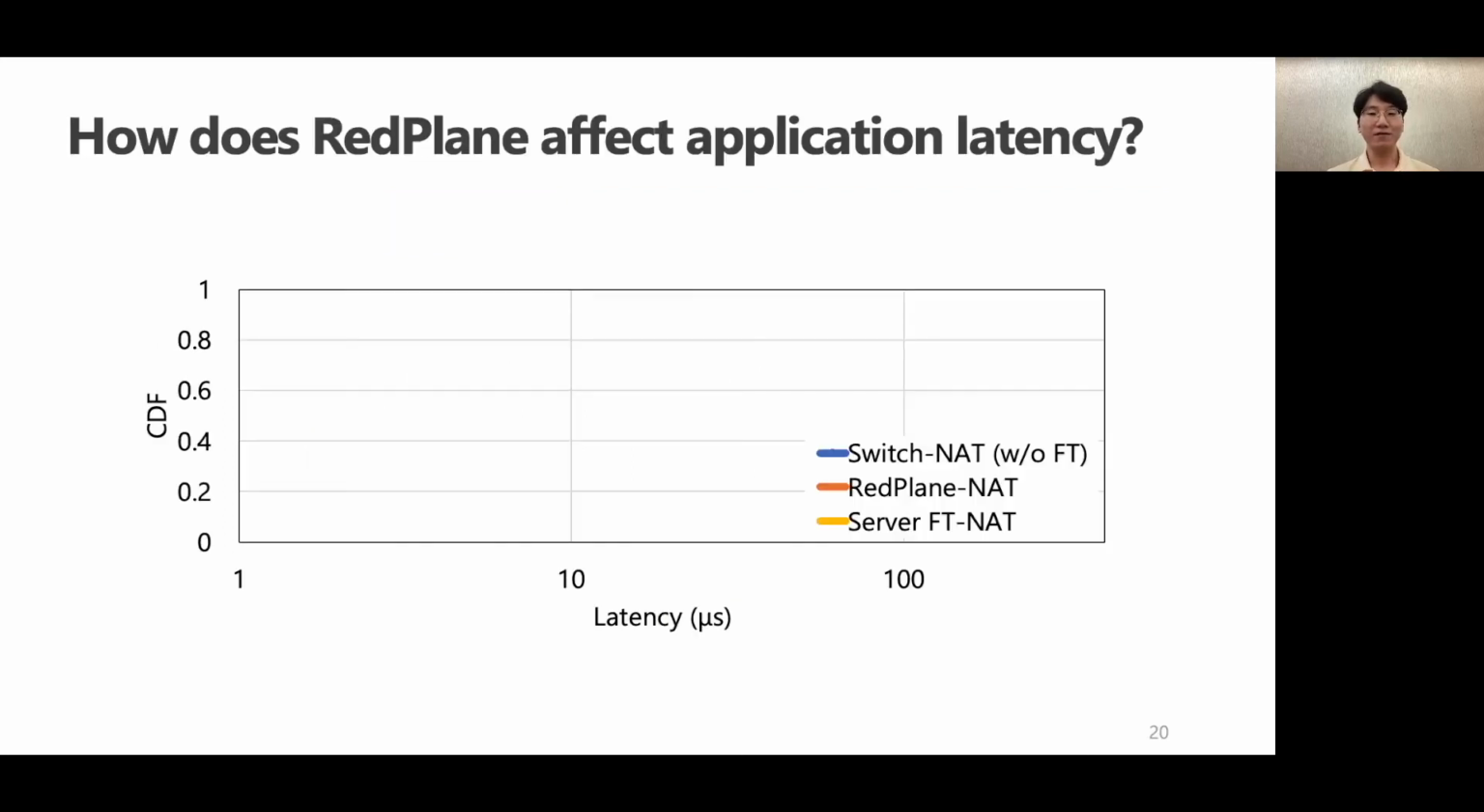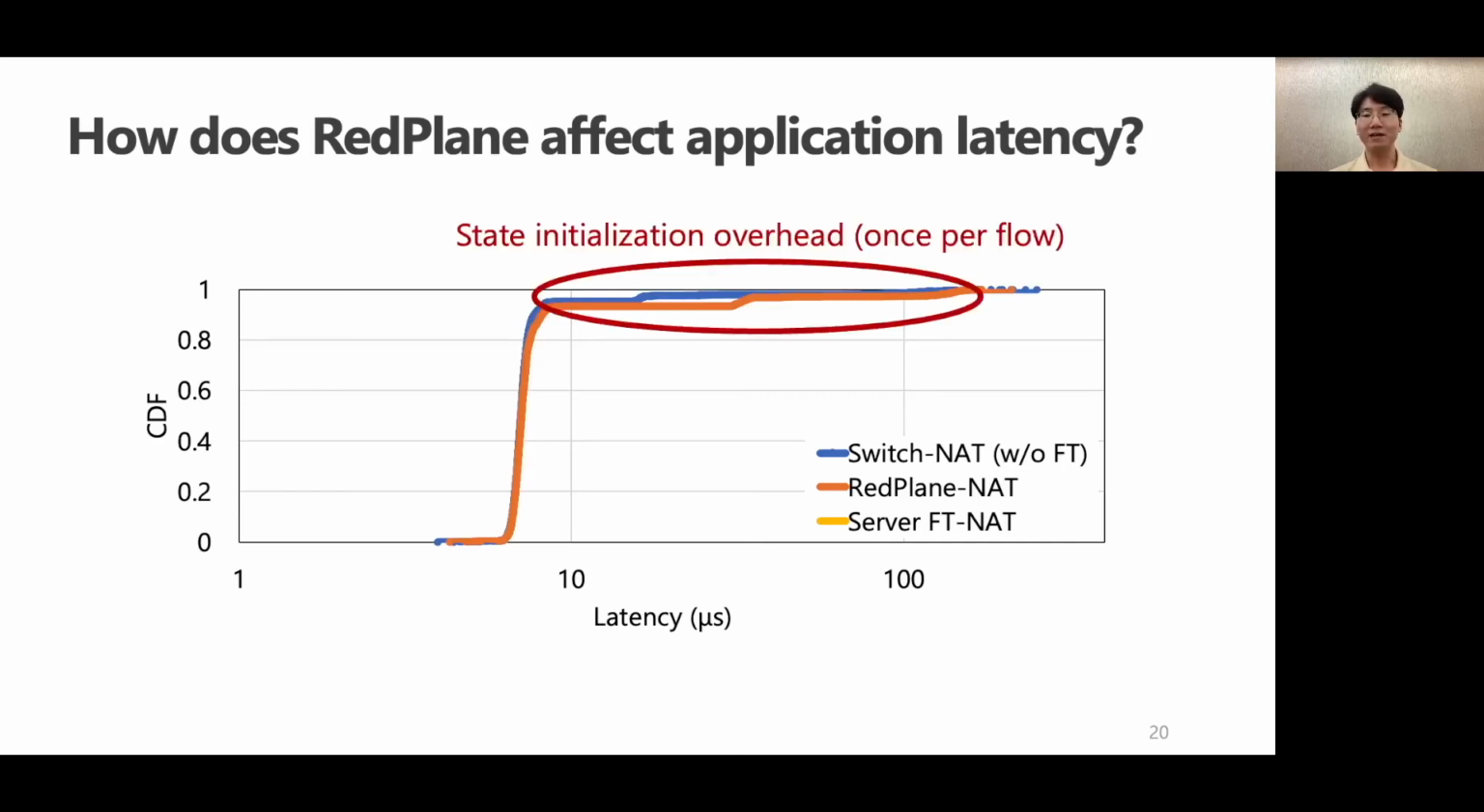So how does RedPlane affect application latency? To understand the performance implication of RedPlane under failure-free operation, we measure the per-packet processing latency of NAT that is implemented either on switches or on servers and with and without fault-tolerant support. Here, this graph shows the CDF of the latency for 3 different approaches. The x-axis is log-scaled. Compared to the in-switch NAT without fault tolerance, RedPlane-enabled NAT shows the same median latency with a slightly longer tail latency due to the state initialization overhead.